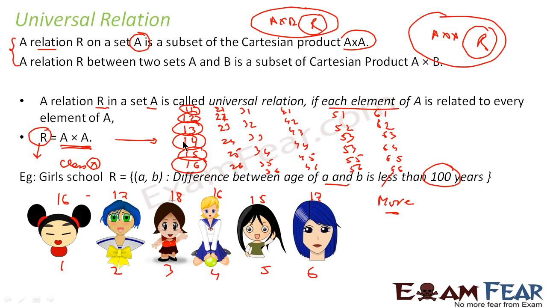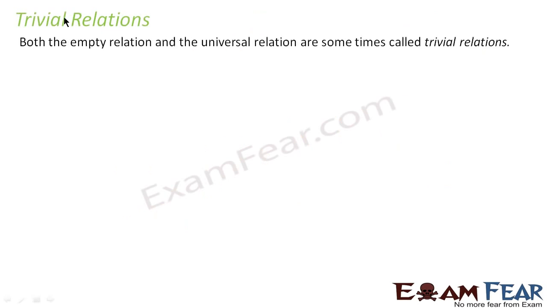So we know what is empty relation and what is universal relation. Trivial relation is nothing but both empty relation and universal relation are sometimes called trivial relation. Just a terminology, just good to know that empty relation and universal relation, both are called trivial relation.